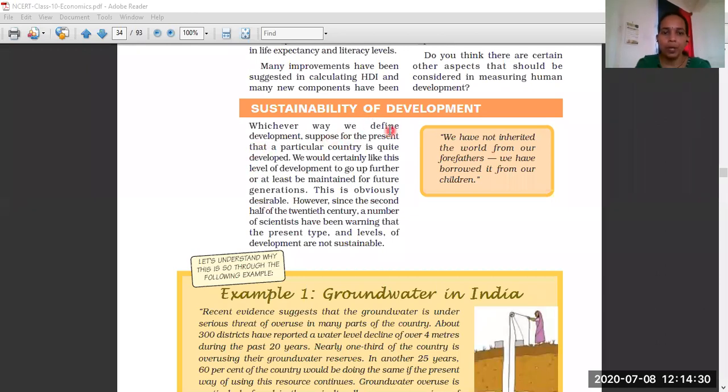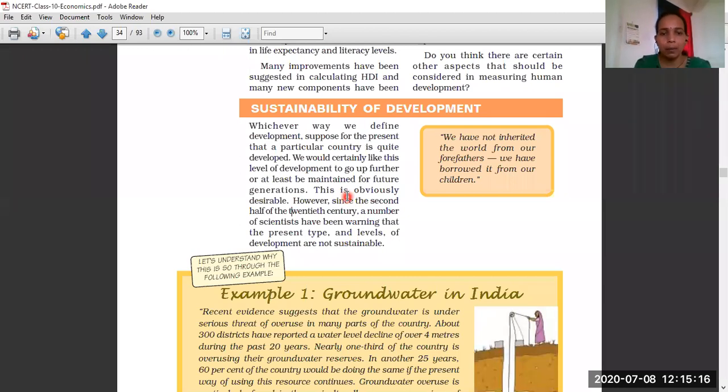Whichever way we define development, suppose for the present that a particular country is quite developed. We always look at the economic development of a particular country and say that the country is developed or not developed. We would certainly like this level of development to go up further or at least be maintained for future generations. Whenever we speak about the development of other countries, we expect that kind of development should take place in our country also. This is in America, this is in Australia, this is in Europe, in China. This should be in our country also.